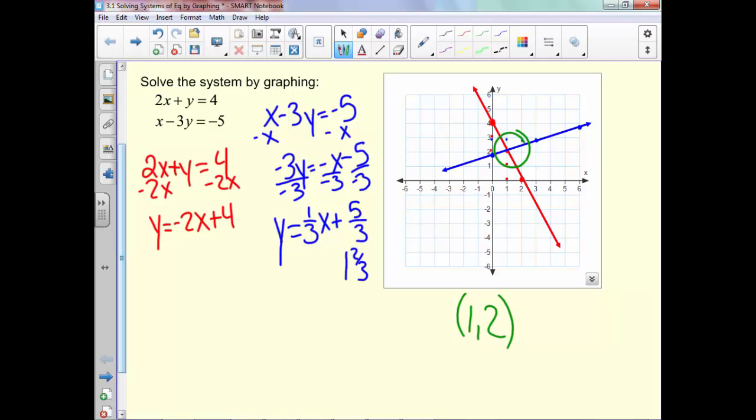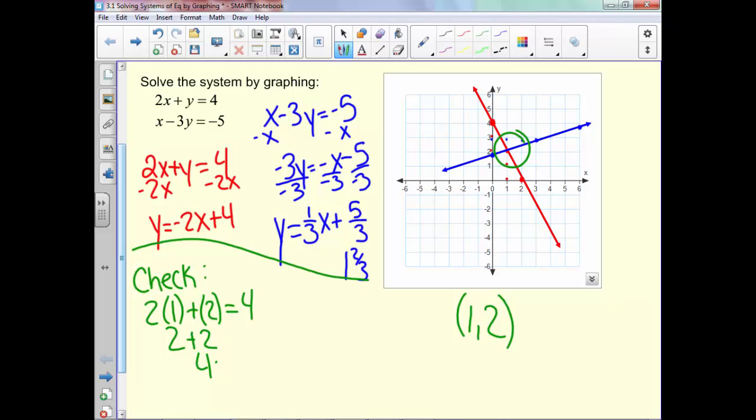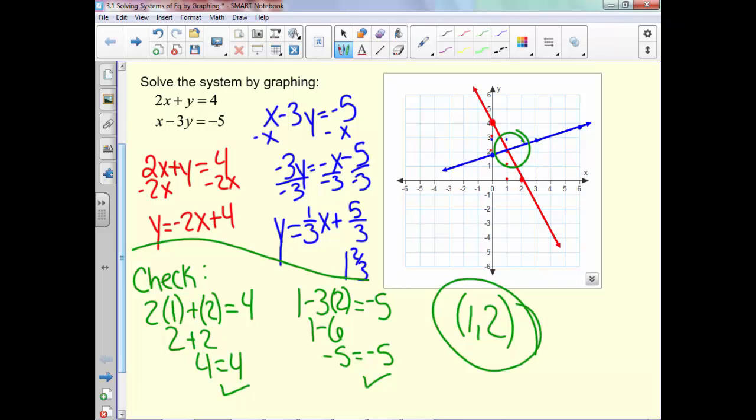And we do want to check this to make sure that this is our solution. And so to check this, what we need to do is just plug this point into both equations and make sure it works. So 2 times 1 plus 2 equals 4. And let's check. 2 times 1 is 2 plus 2, so 4 equals 4. Checking into the other one, 1 minus 3 times 2 equals negative 5. 1 minus 6, negative 5 equals negative 5. So this is our answer.